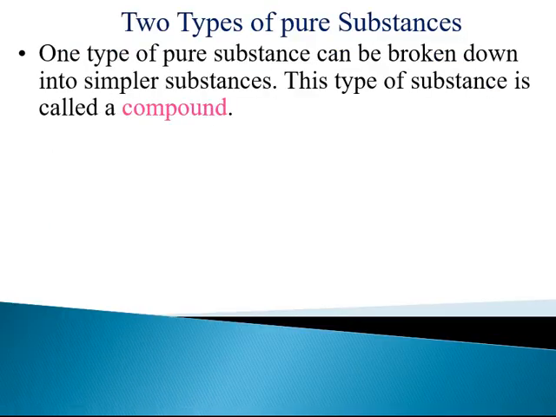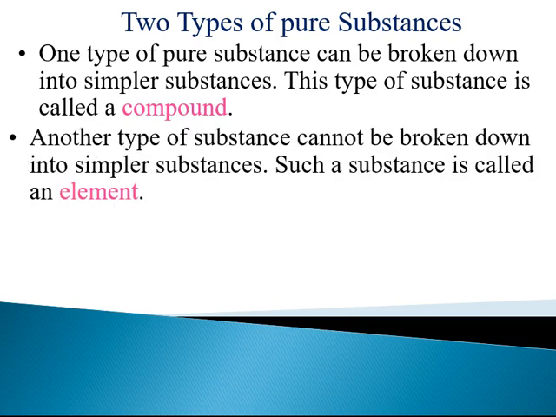One type of pure substance that can be broken down into a simpler substance is a compound. And it's more than one thing chemically combined together. Compounds don't retain the chemical properties of their individual components.